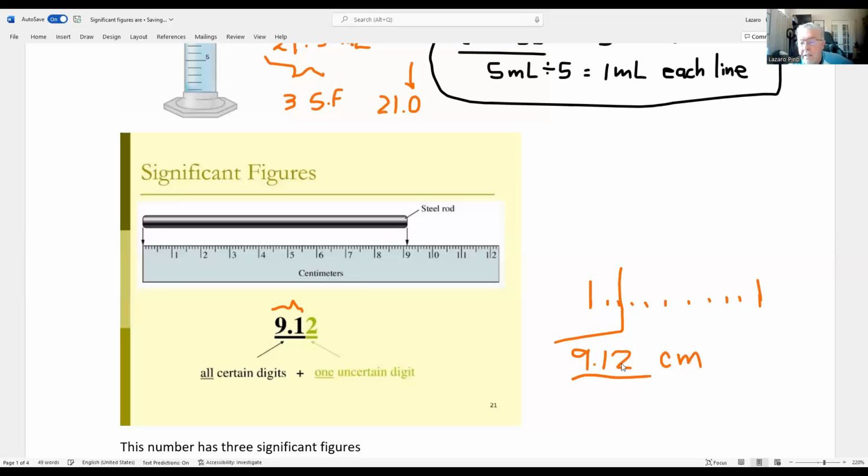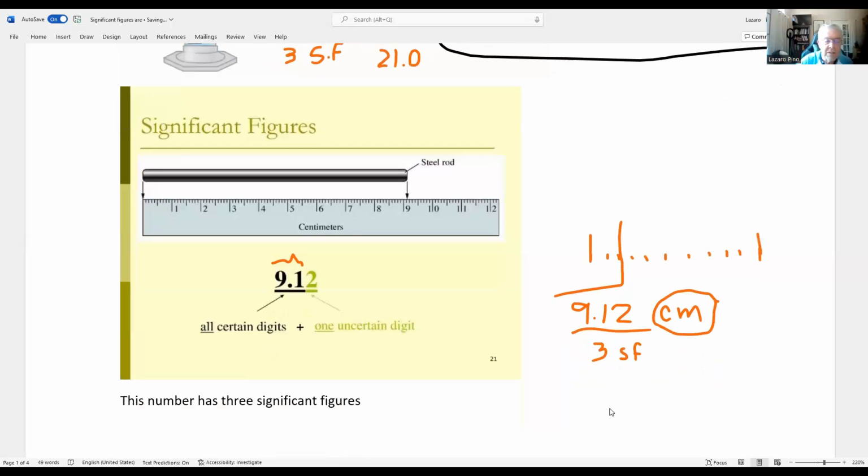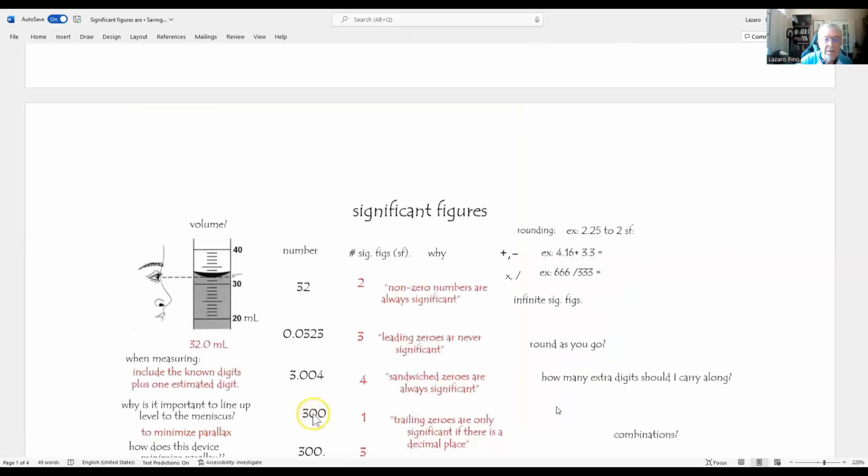The unit is always important. If you write a number, this number doesn't have meaning by itself. If you don't use the unit, your answer is incorrect. Understood? Yes. And in this number, how many significant figures do we have? 1, 2, 3. 3 significant figures. Okay, let's continue then.